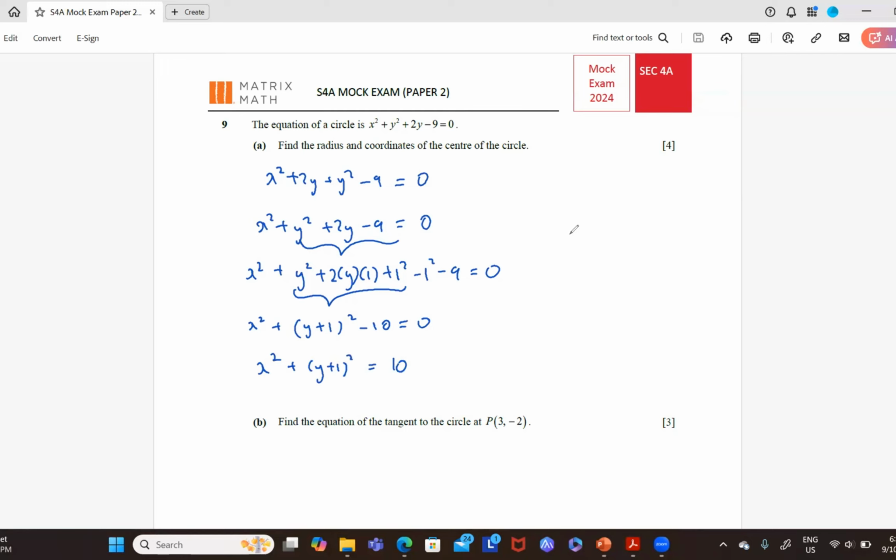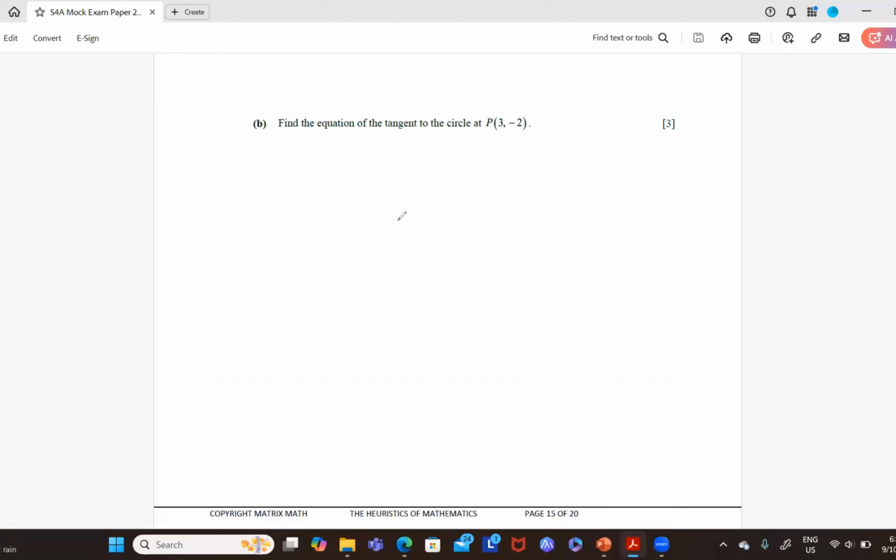Okay, so center of the circle is (0, minus 1). The radius will be square root 10. Part B, find the equation of the tangent to the circle at P (3, minus 2).